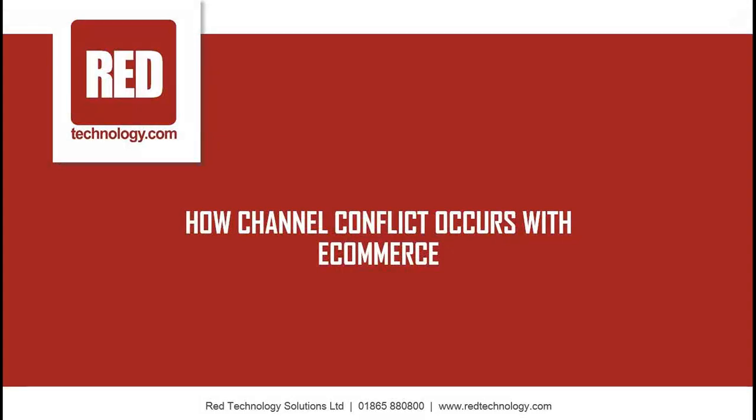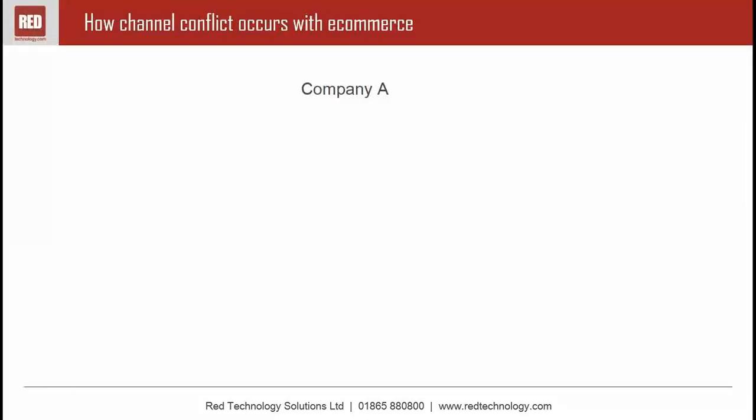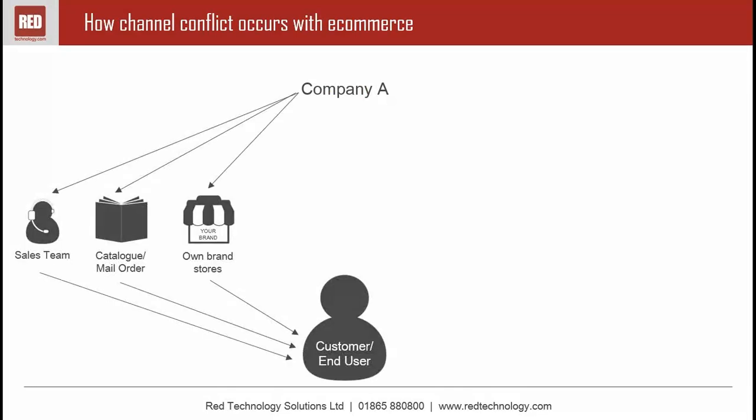So I've put a little diagram together to explain how this kind of conflict occurs with an organization when they launch it. If we just take a company, for this example a manufacturer, what we have here is their particular route to market. They've got sales teams, they may be a catalog business, and they may have their own stores dotted around the country. And that all feeds into the end user.